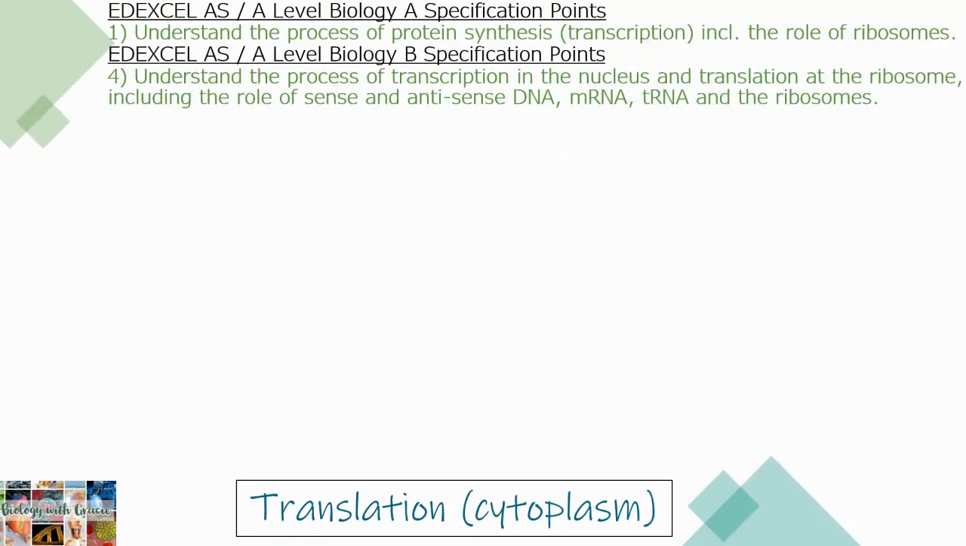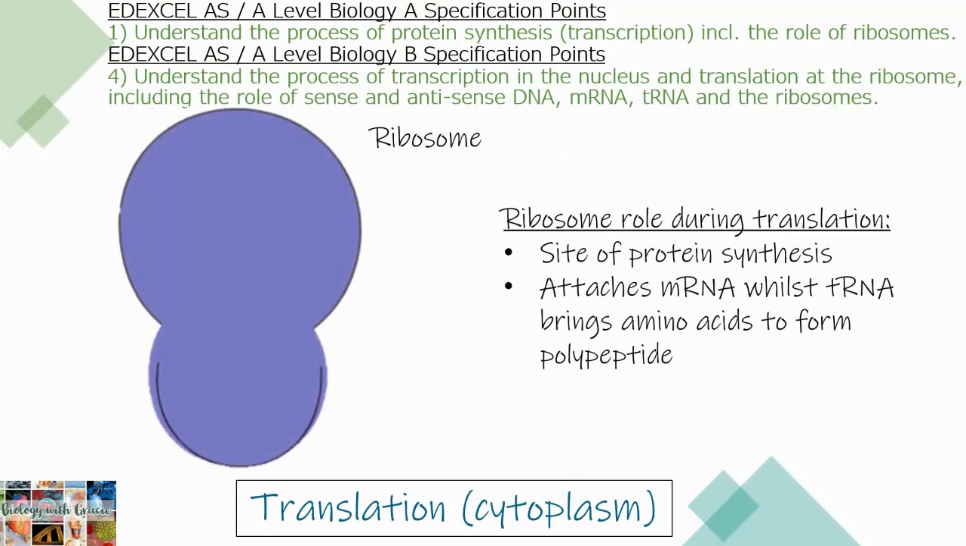So we need to know the role of ribosomes. Ribosomes are actually the site of protein synthesis. This is where translation takes place, and they attach mRNA, and then tRNA brings amino acids to form the polypeptide, and the ribosome catalyzes the formation of peptide bonds between the amino acids that tRNA brings.